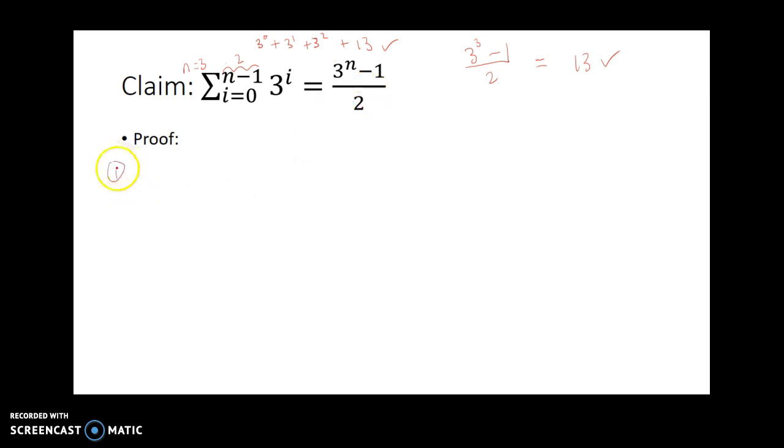So we start off again, step 1. We show it for the base case. Well, the base case would be n equals 1. That's the smallest n I could have, because I can't go from i equals 0 to i equals negative 1. It doesn't really make any sense. This is just for positive exponents.